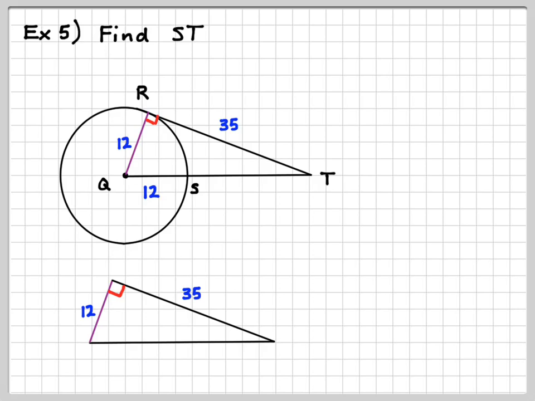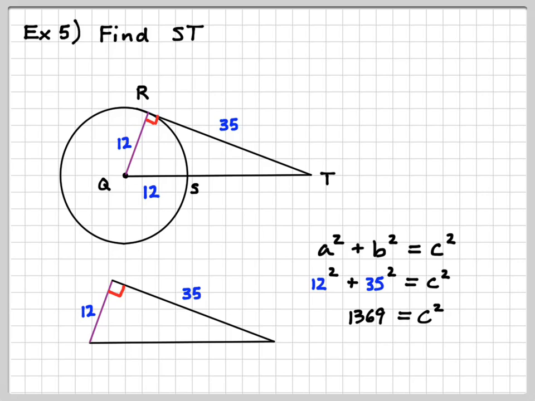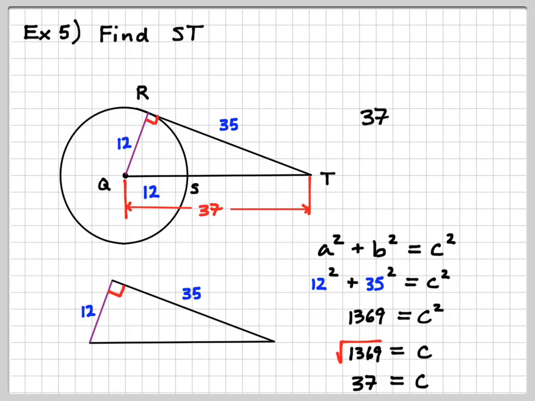And if I have a right triangle, I can always use the Pythagorean theorem. A squared plus B squared equals C squared. So I'm going to go ahead and plug in the legs there. Go ahead and add those up. I get 1,369, square root both sides, and I get C equals 37. So the length from Q to T is 37, and now it's a pretty simple math operation. I just subtract the part from the whole, 37 minus 12, and I get the length from S to T is 25. And I know if Q to S is 12 and the whole length is 37, then from S to T must be 25.